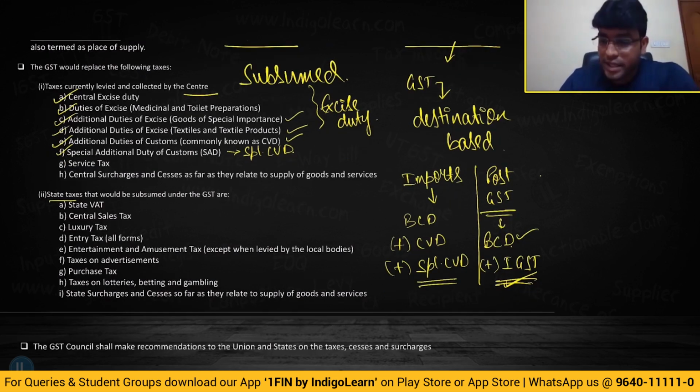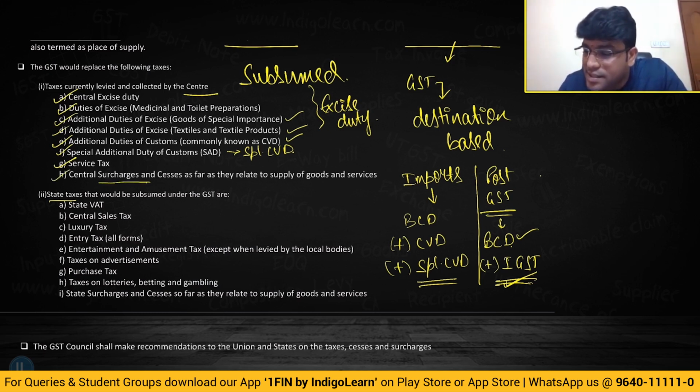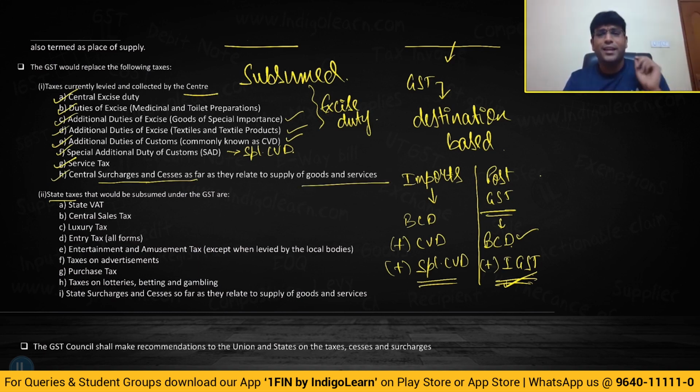Next, guys, next tax that is subsumed? Come on, service tax. Obviously, one such tax which was brought by our great finance minister Dr. Manmohan Singh, way back in 1994. This was brought into India, and after that, it evolved in a very big manner. So as on today, service tax is not there, even that is subsumed in GST. Now, last point, guys: central surcharge and cess as far as they relate to supply of goods and services. Why did I write this point?